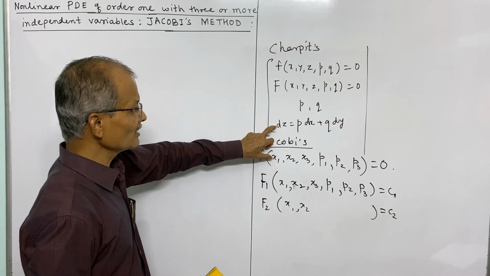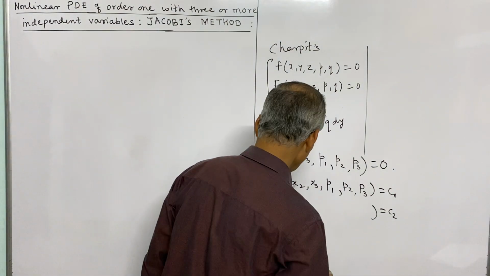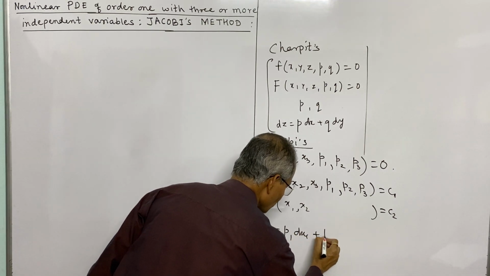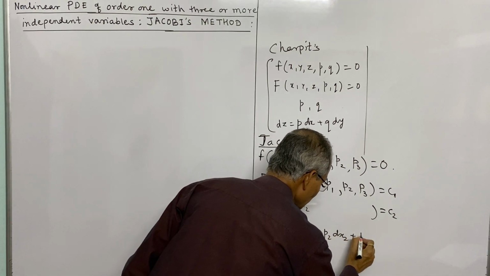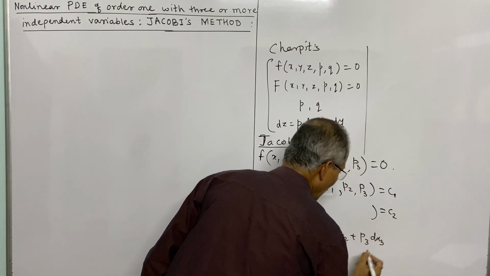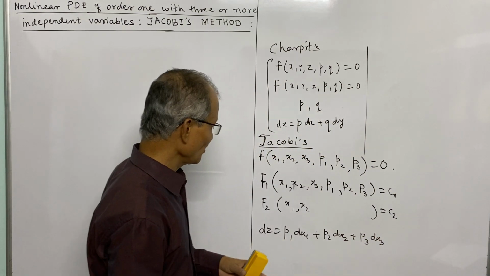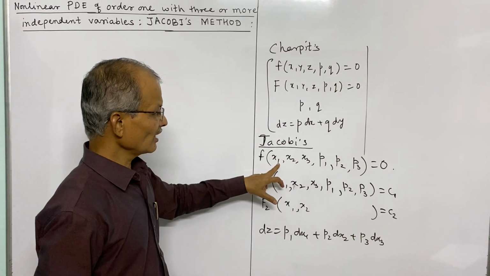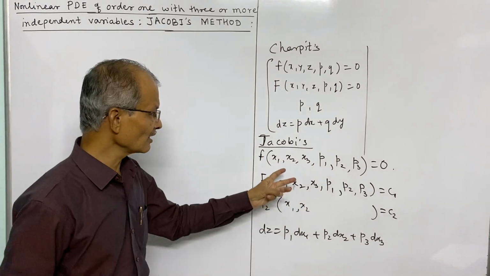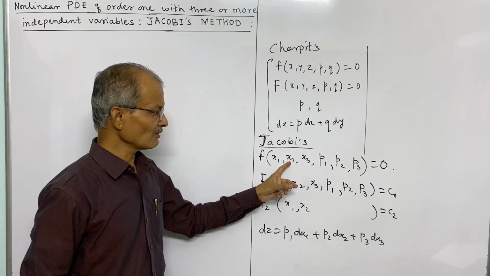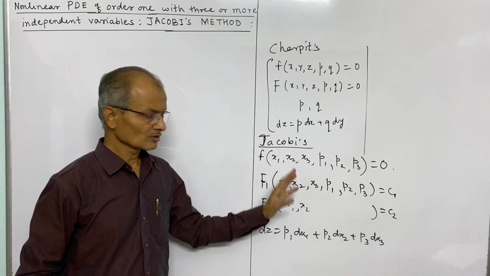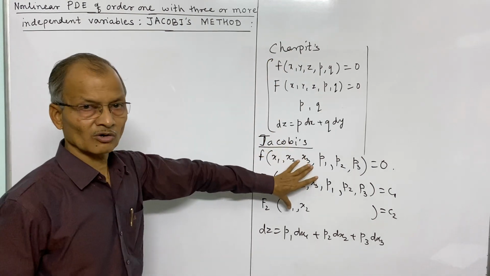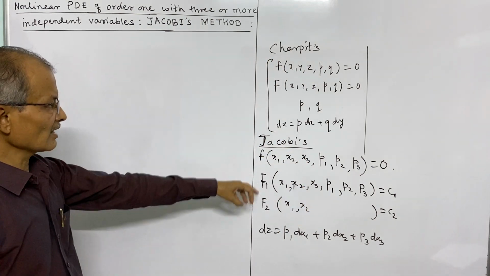And here what will be dz? dz here will be p1 dx1 plus p2 dx2 plus p3 dx3, where p1 is the partial derivative of z with respect to x1. Instead of x and y, here the variables are three, and we consider them as x1, x2 and x3. So that is the change we have in this method. So we shall start the method.